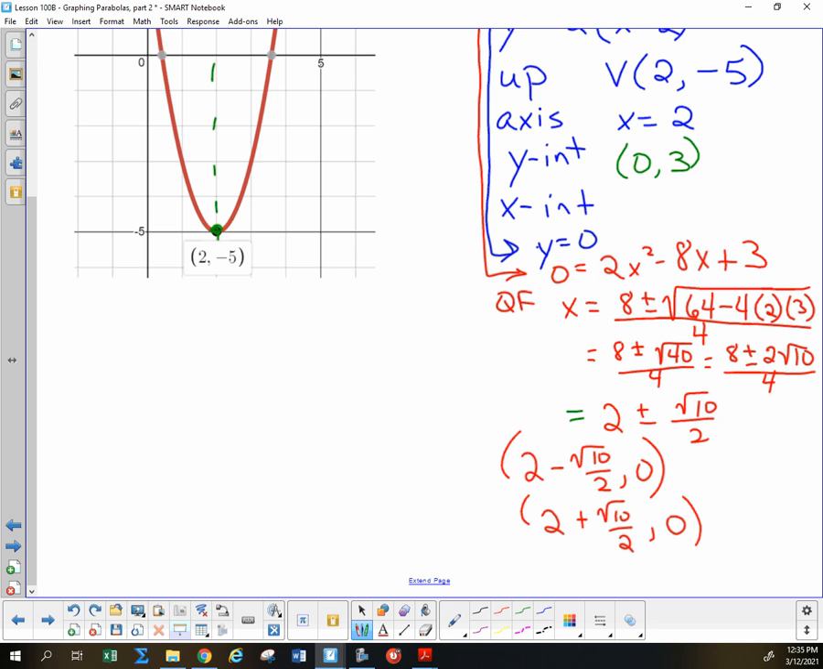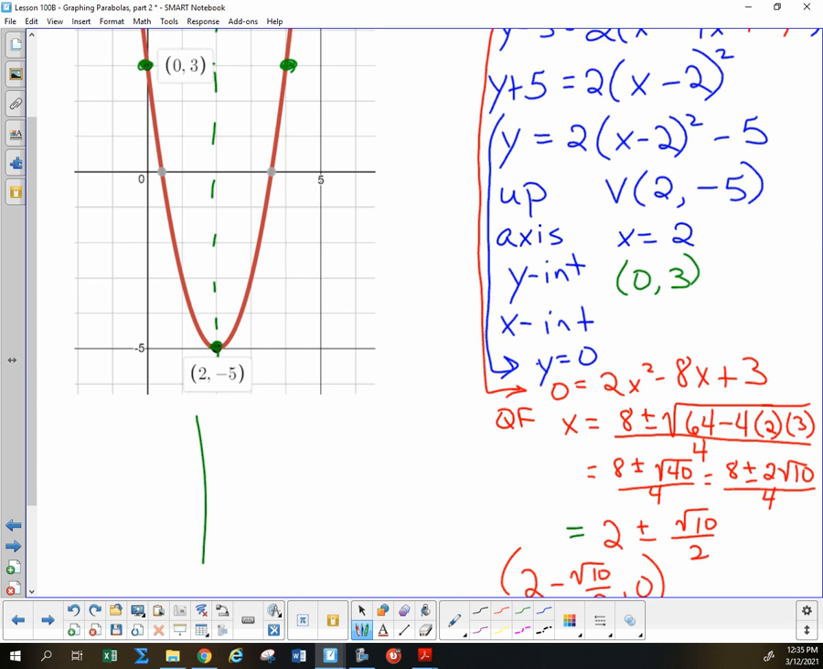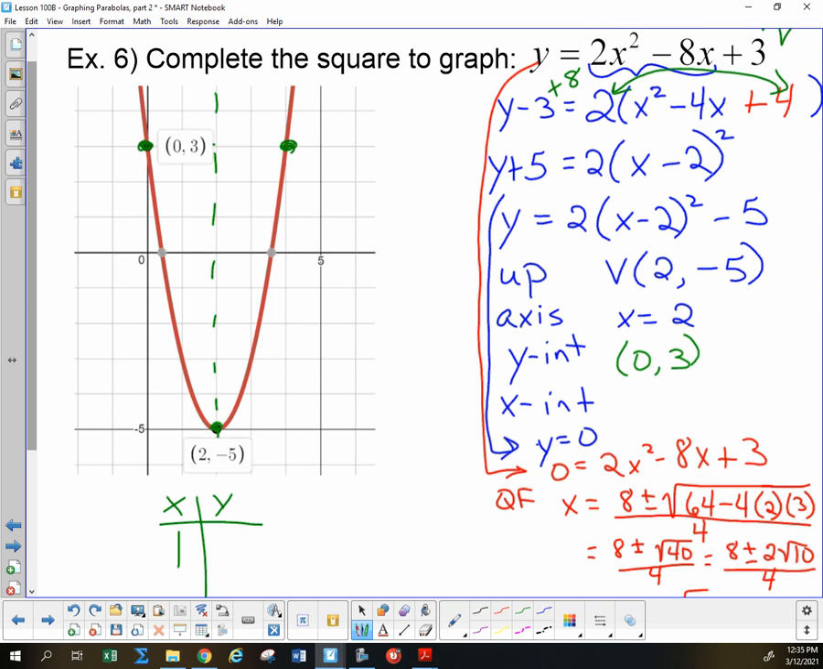To get my 5 points for really drawing the graph, I would do an XY table, and maybe I pick 1, since I know the vertex is at 2, and I know the y-intercept, so let's pick 1 for x and plug it in. I would have original equation y equals 2x squared minus 8x plus 3, so 2 times 1 minus 8 times 1 plus 3 would give me 5 minus 8 would be negative 3, so I have the point (1, negative 3), and then the fifth point by symmetry.